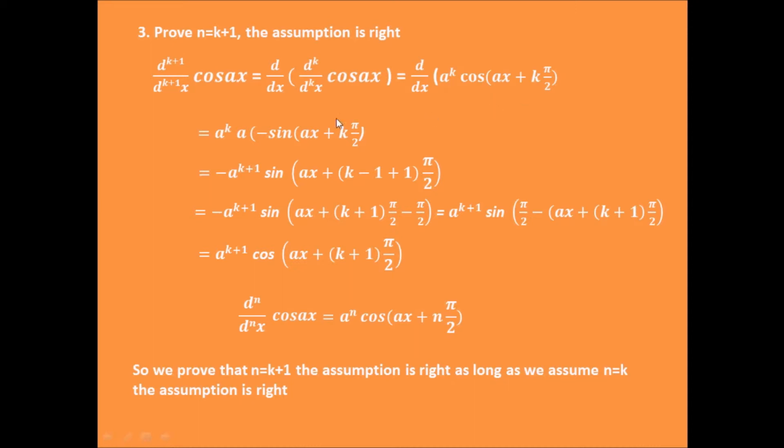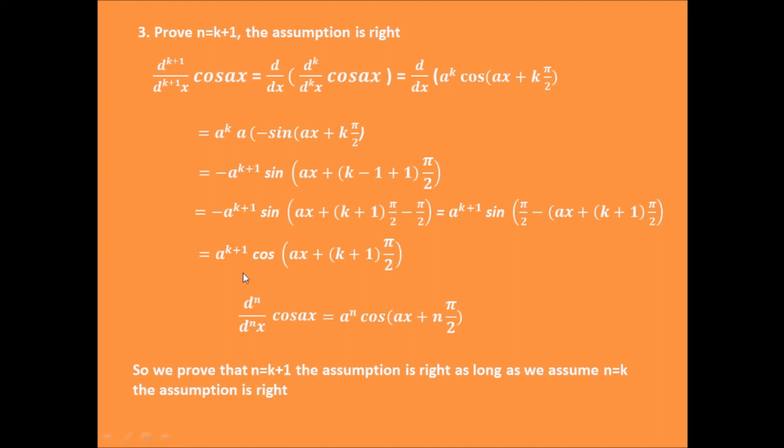After the derivative, we can get a to the power of k plus 1 times minus sine of (ax plus k pi divided by 2). So we can make some arrangement to write this expression as minus a to the power of k plus 1 times sine of (ax plus (k plus 1) times pi divided by 2 minus pi divided by 2), which can be written as a to the power of k plus 1 times sine of (pi divided by 2 minus (ax plus (k plus 1) times pi divided by 2)), which can be written as a to the power of k plus 1 times cosine of (ax plus (k plus 1) pi divided by 2).